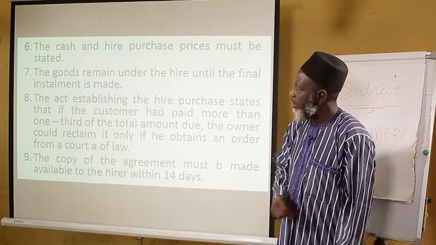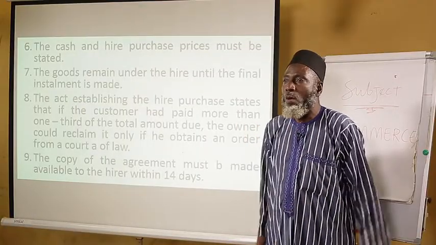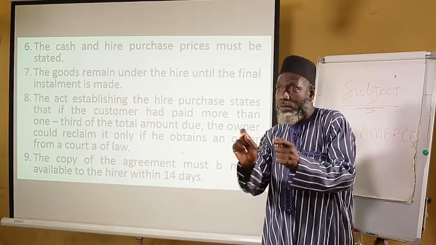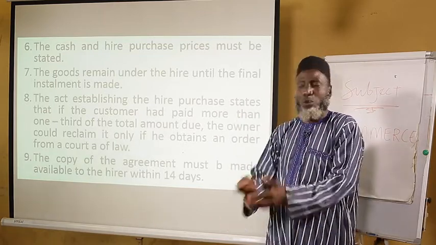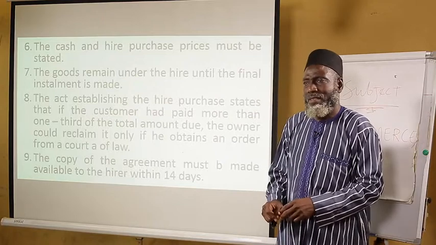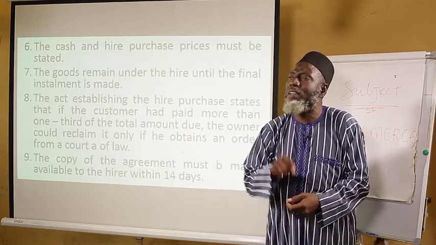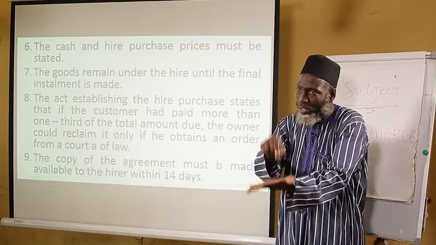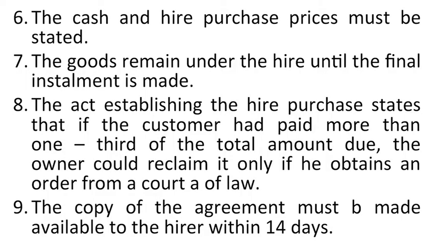Number 6, the cash and the hire purchase price must be stated. And this is what most of us don't do. When somebody is giving you any kind of goods on hire purchase, the price of the goods on hire purchase must be stated, and the market price. How much is it going to cost when you, for example, go to buy it in the market? These two prices must be stated in the agreement you are to sign. Number 7, the goods remain under the hire purchase until the final payment is made.